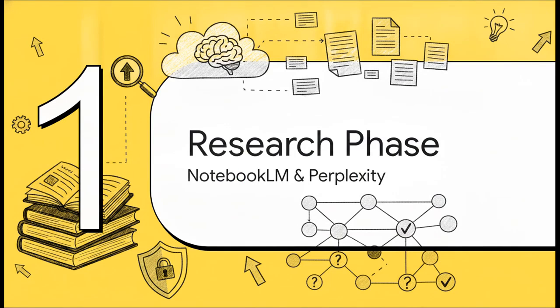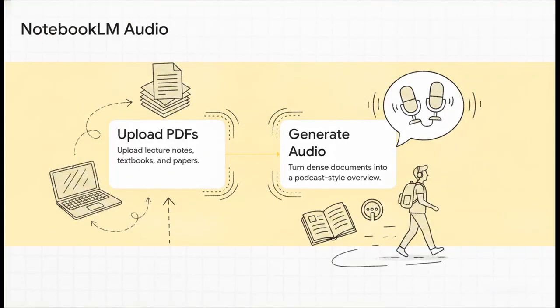Phase 1, the research phase, featuring NotebookLM and Perplexity AI. When you just need the facts without any of the fluff, Google's NotebookLM is your very first stop. It's completely free, and honestly, it's a massive game changer because it completely eliminates AI hallucinations. How? Well, it only answers questions based on the specific lecture notes, textbooks, and papers that you upload. It doesn't guess, it just knows your specific course content.